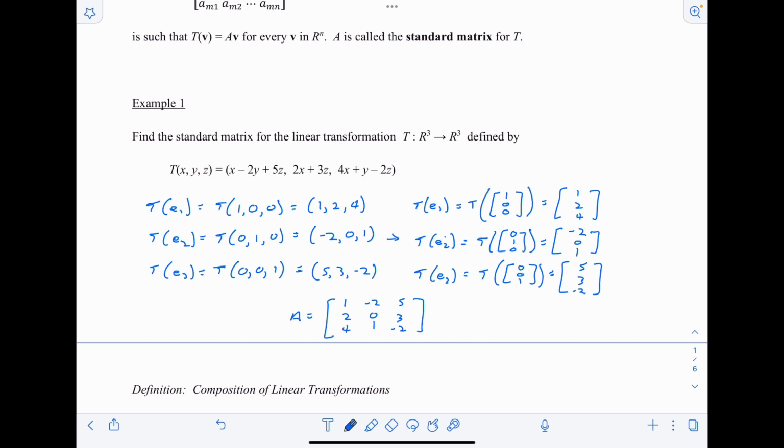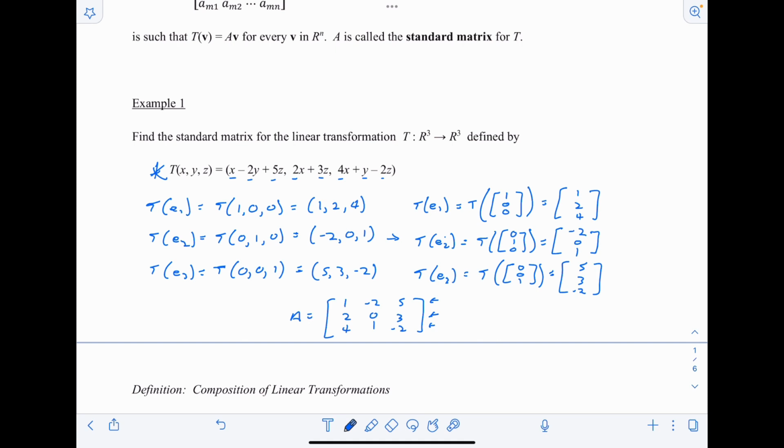Now, if you look at the coefficients of the expressions in T above, and look at your matrix entries, you'll notice that as I go across, I've got 1, negative 2, 5. That's the first row. I've got 2, 0, 3. That's the second row. And 4, 1, negative 2. That's the third row. So you're asking, wait a minute, isn't that just like a coefficient matrix?